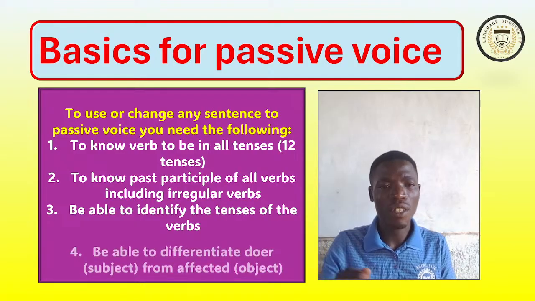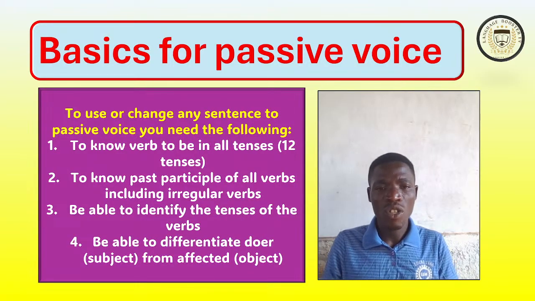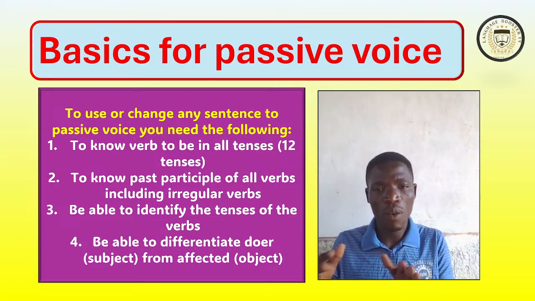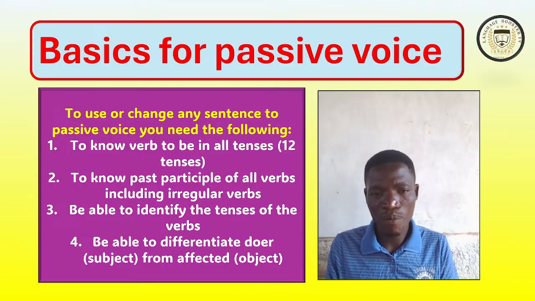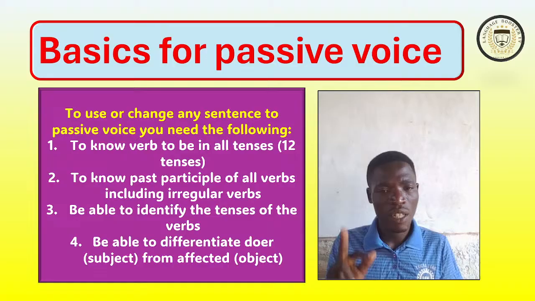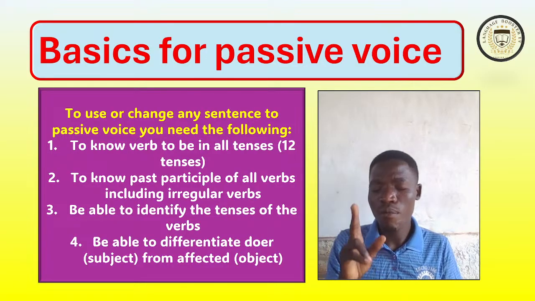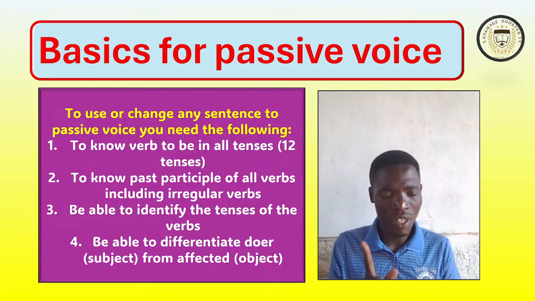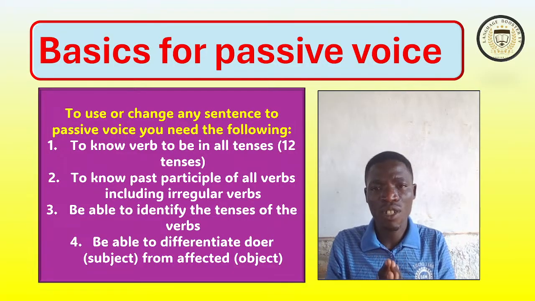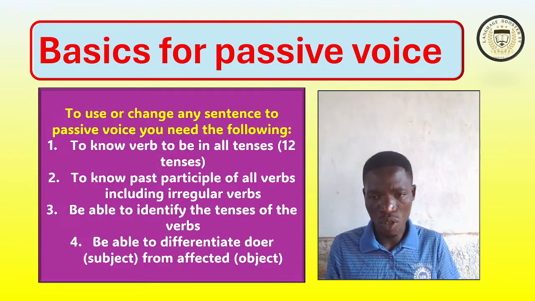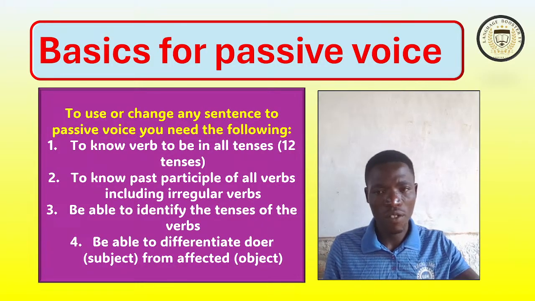That is very important. The last one is that you should be able to differentiate the doer, or the subject, from the affected. When you are using passive voice, you should know who is doing the action. Number two, you should know who is being affected by the action of the subject. That is very important. So these are 4 important pieces of basic information you need to know before you use passive voice. All right.